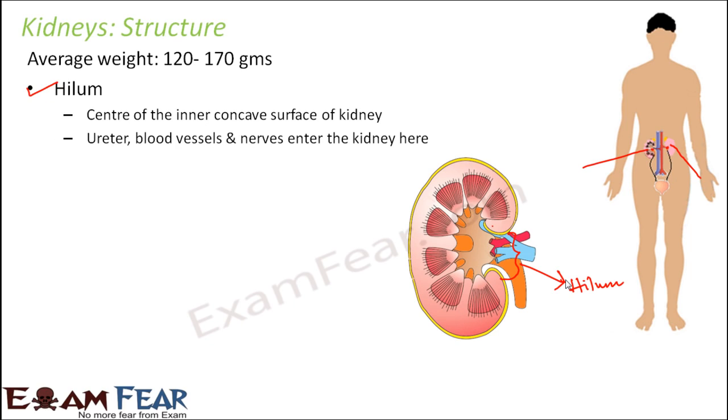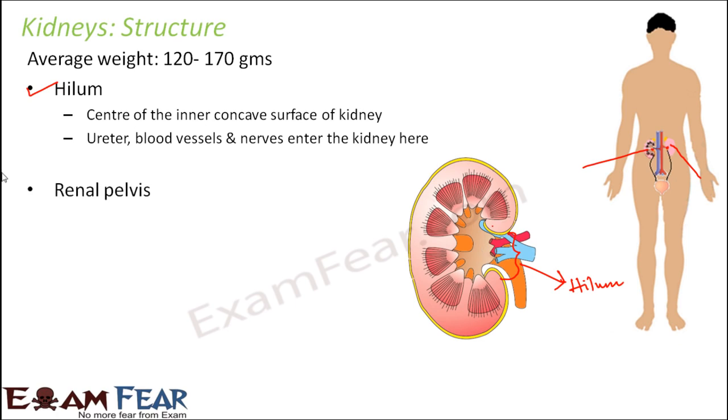The ureter, blood vessels and nerves enter the kidney here. This orange colored line is the ureter. These tube-like structures also start from this point and enter the kidney here. The blood vessels, you can see in blue and red. Red represents the artery, blue represents the vein. The arteries and the veins also enter the kidney at this place, the hilum. So this is very, very important, because it is at this area where the kidney gets in touch with all other parts of the body.